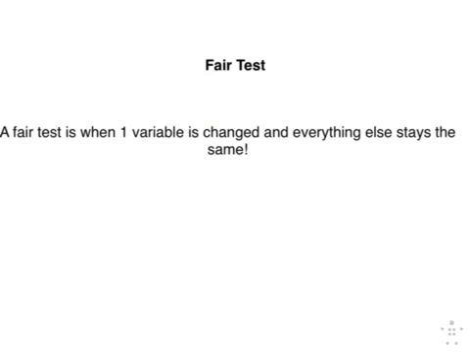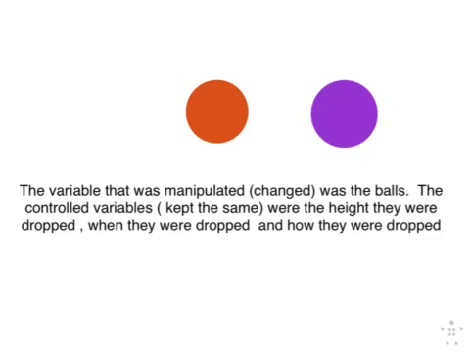The last thing to keep in mind when you're setting up an experiment is this idea of fair testing. A fair test is when we change one thing. We call that a variable, and everything else stays the same. This way we know what exactly is affecting our experiment. So in our case, the variable that was manipulated or changed was the balls. We had a red ball and a purple ball.